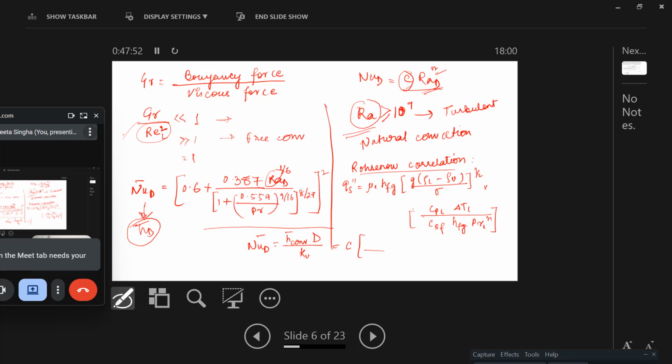So this is equal to C g (rho L minus rho V) h_fg D to the power 1/4 over mu V k V, that means for vapor (Ts minus T sat). So all these values are for vapor. Okay, then we can move on to the questions.